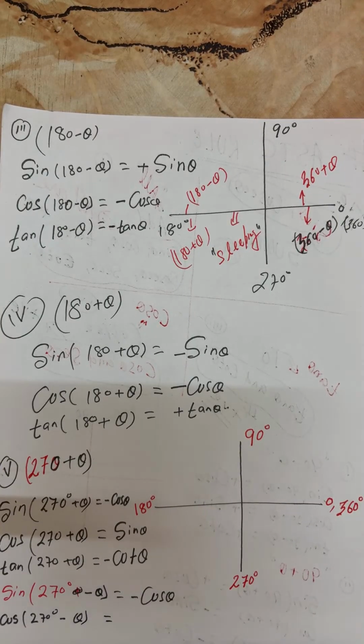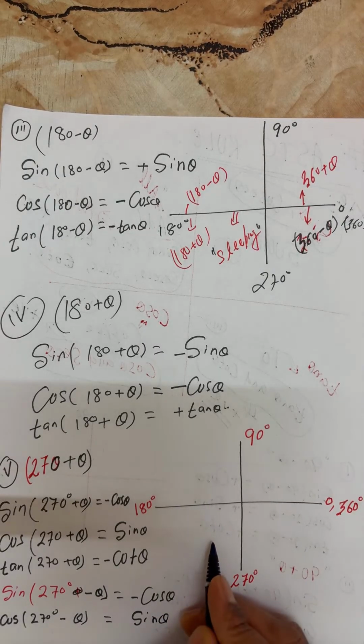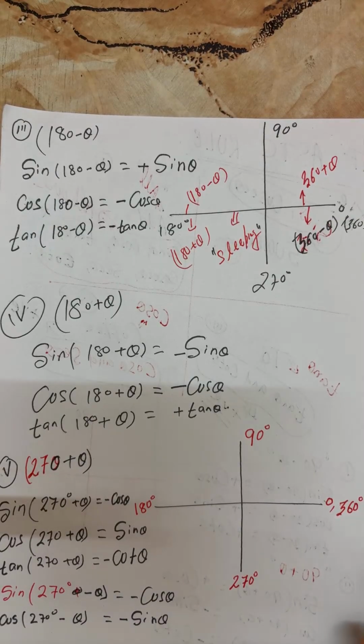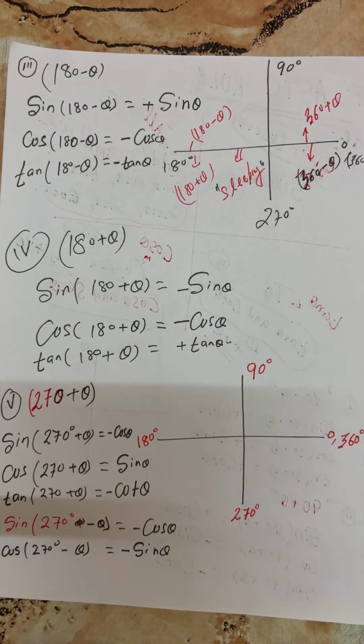Next, students, this is cos of 270 minus theta. Cos will go for sine here. We are talking about the third quadrant, kids. You can say this is minus sine theta. Minus sine theta. Okay, fine.